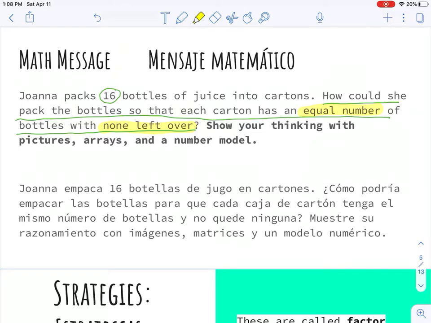All right, so on your paper, go ahead and figure out how many different ways you think she could pack 16 bottles into cartons with no leftovers and an equal number into each carton. Pause the video now so you can do some work.